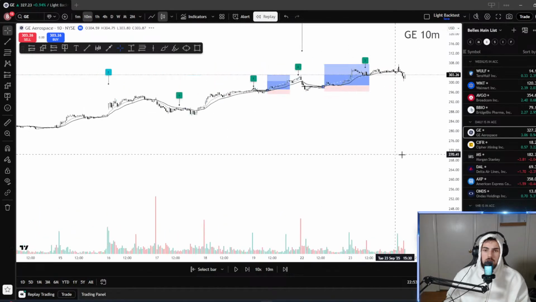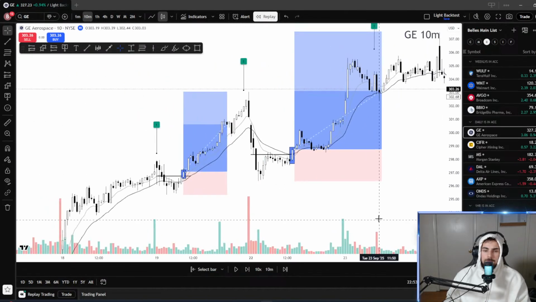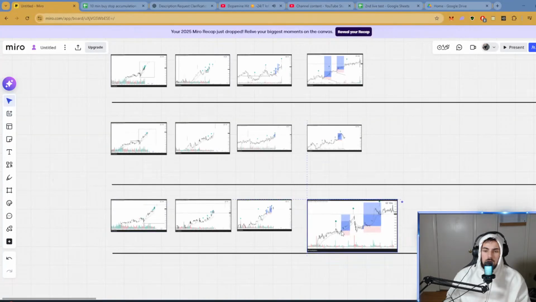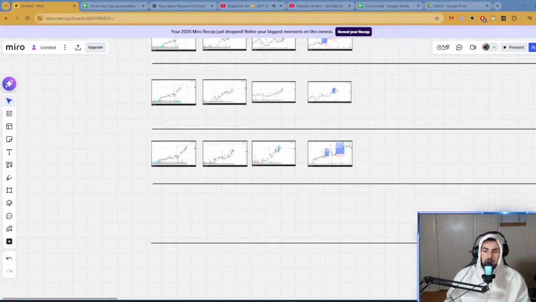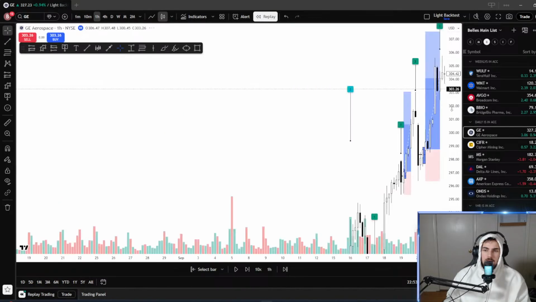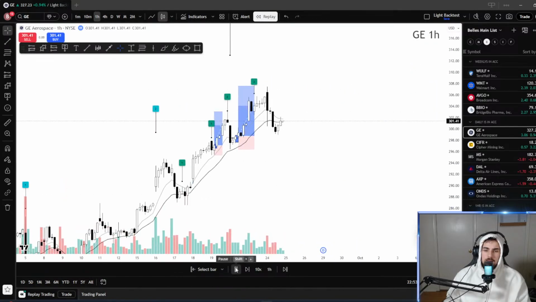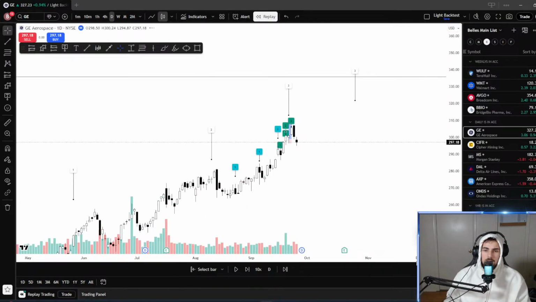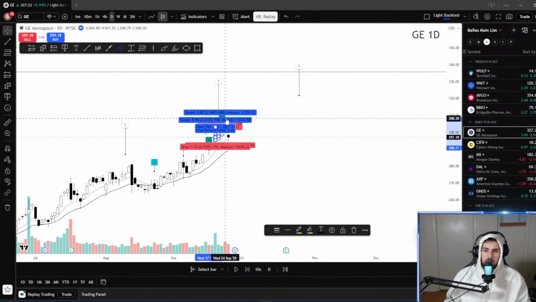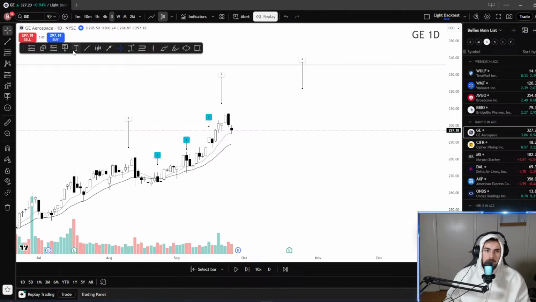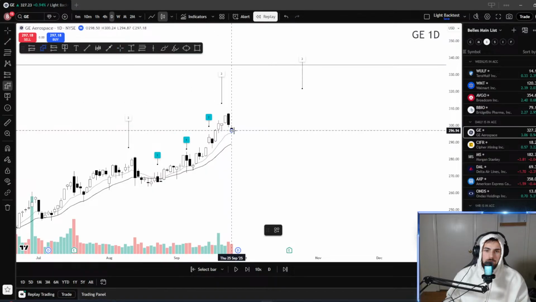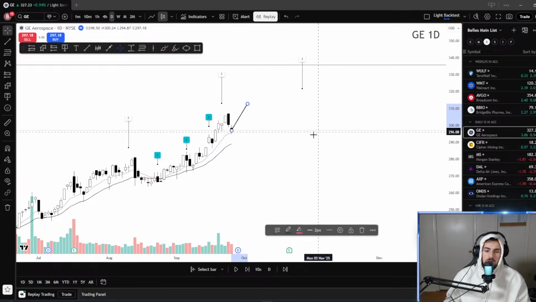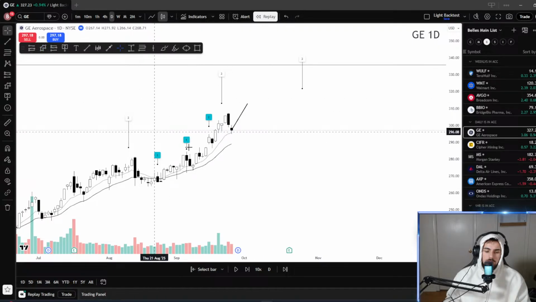Then we're going to screenshot the entries. Throw those in there. Then the 1 hour breaks down after these entries. So we know the daily is now creating a pullback, all for the creation or expected creation of a higher high. And inside here, we will trade the 1 hour structure.